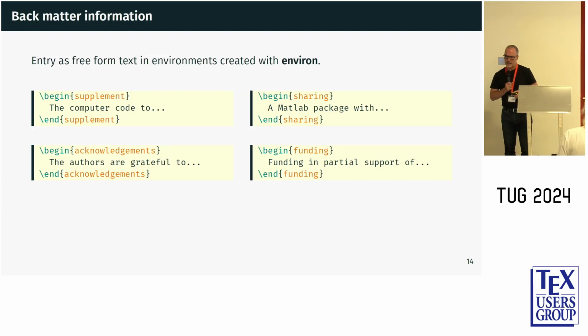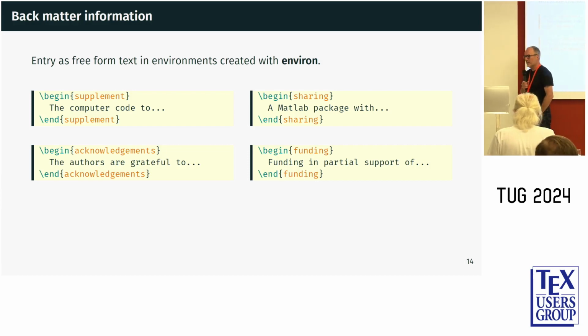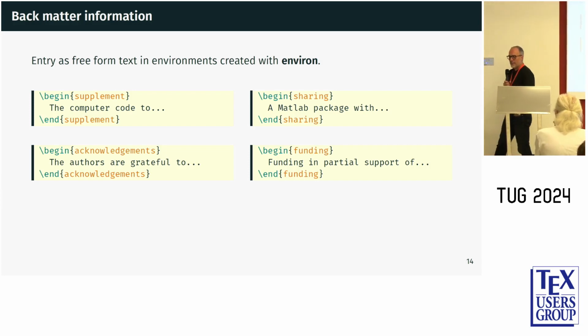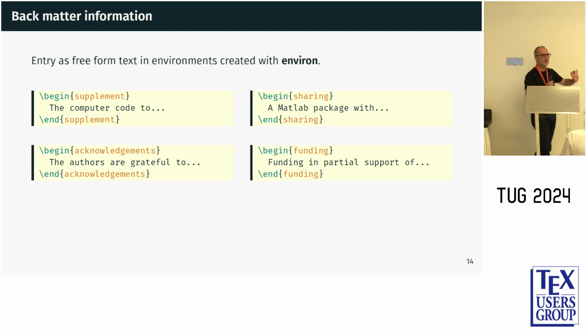This I'll skip. Okay, and I think it'll be the last element that I'll touch upon: the back matter information, that's something that is printed towards the end of the journal, okay? Just before the references, the list of references, and the appendix.